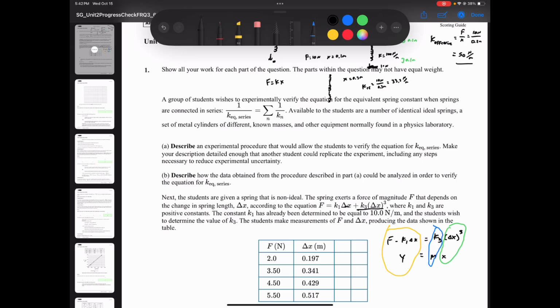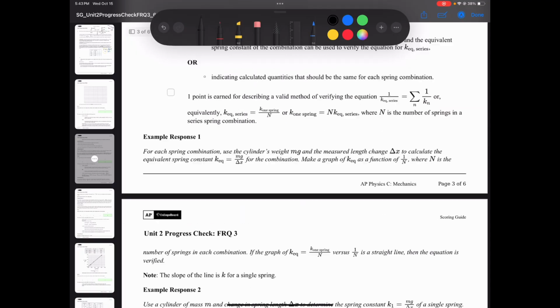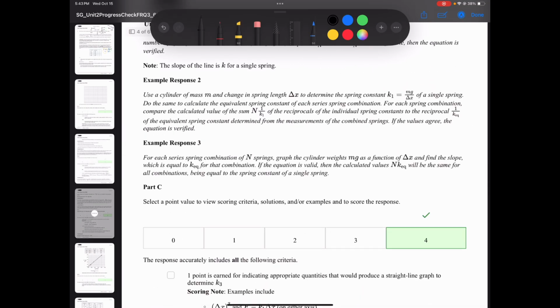For part B, how you can analyze it. Well, there were interesting responses from the example problems. One of them mapped it out and created a plot where they graph 1 over n on the horizontal, and then they put the equation for the springs in series, and you should get a linear fit for the data. The reason that works, again, I don't really want to go into it because I'm going to be spending too much time on this particular problem.